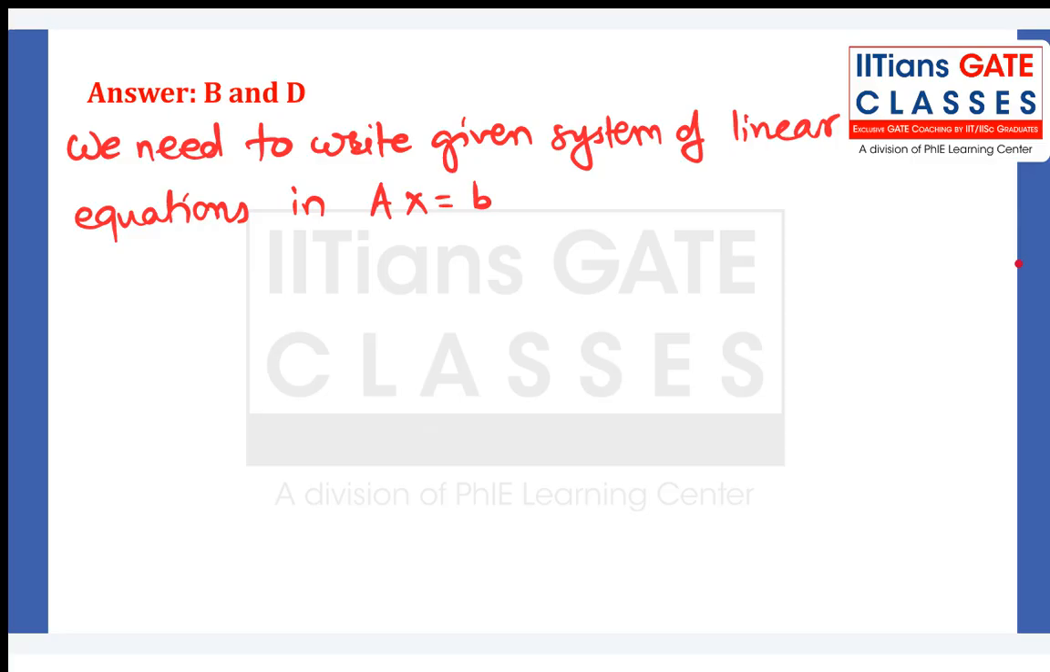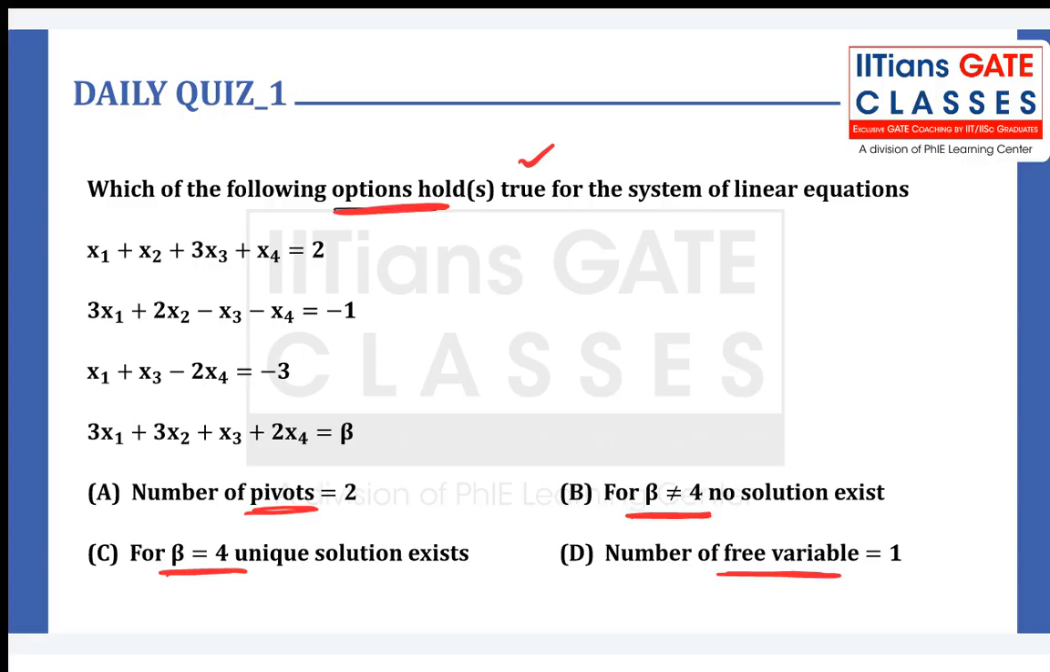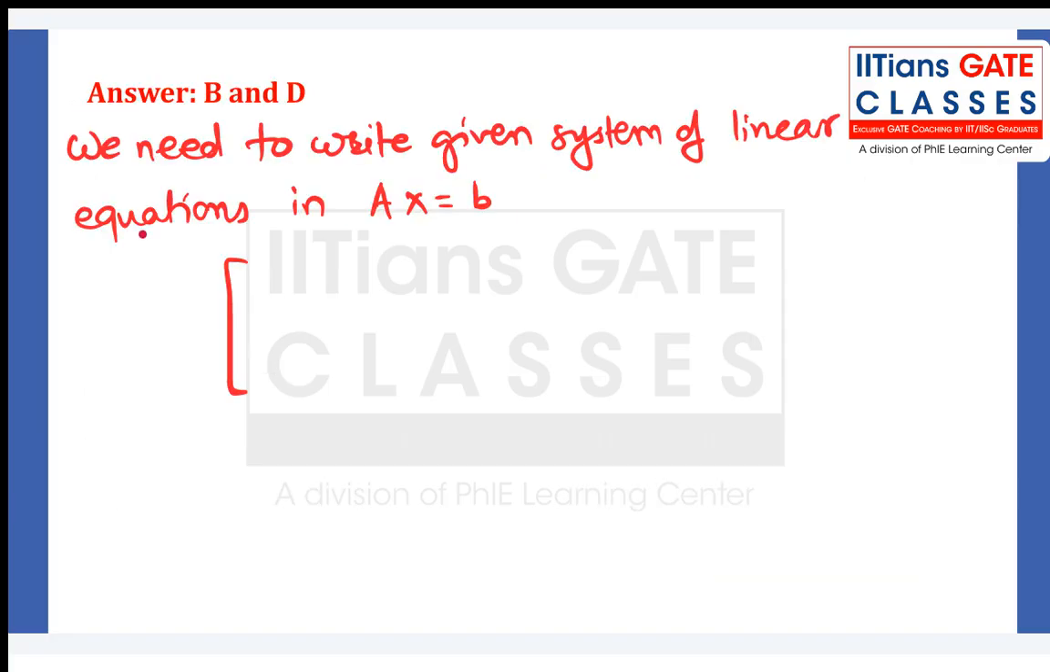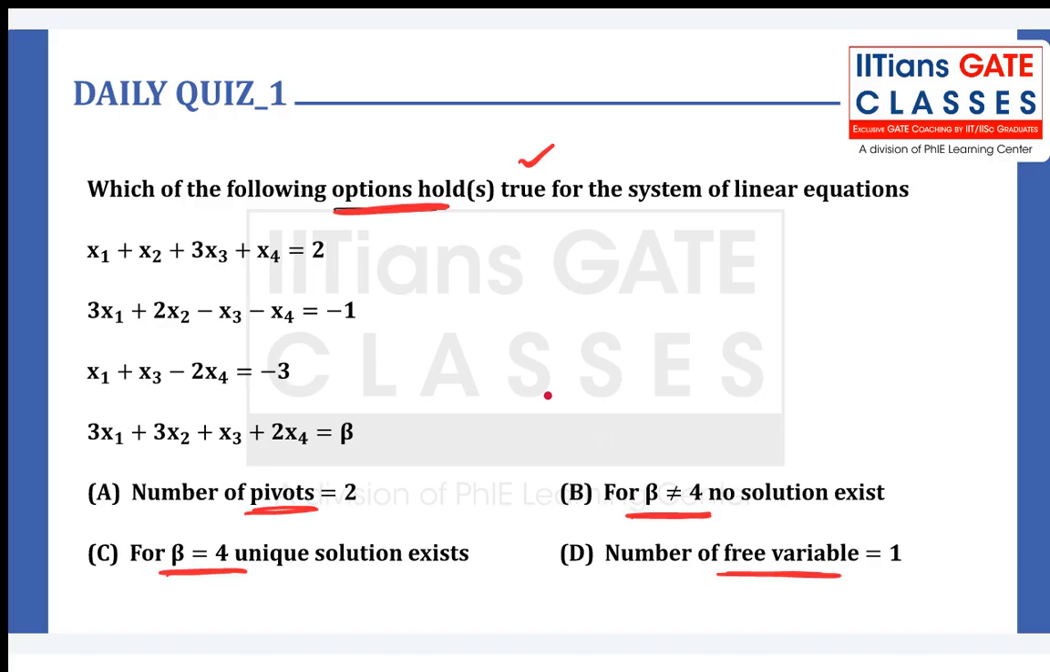If you do it this way, all the coefficients will be in the coefficient matrix A. It will look something like this. Since there are 4 equations, whatever are the coefficients of the first equation will form the first row of the coefficient matrix. So that will be 1, 1, 3, 1. This will be the A matrix, a 4 by 4 matrix, because there are 4 unknowns, 4 variables.